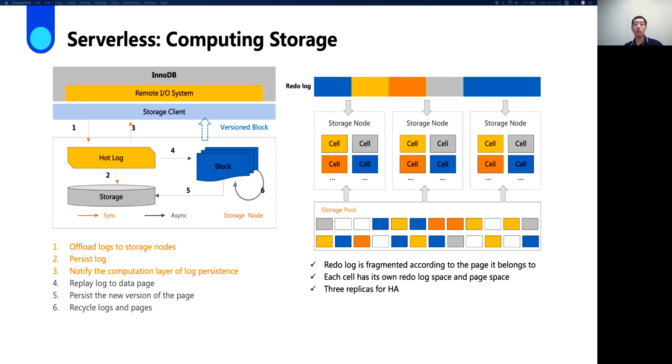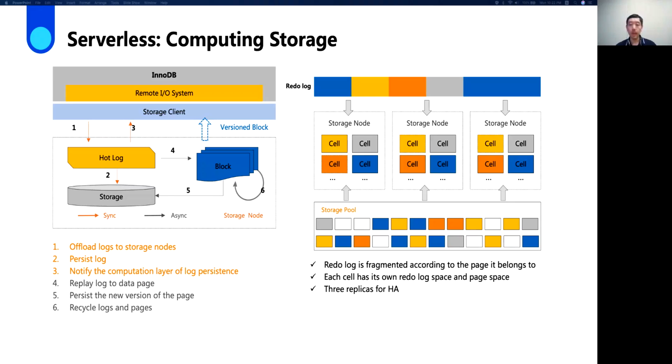We also maintain multiple versions of data page, just in case we need to read the old data. The old version of pages and logs can be recycled whenever it's required. For example, when the storage space is almost exhausted, the recycling operation will be triggered automatically. Each cell replays the redo log to change the data page and also persists the new version to the disk. This operation can be performed in parallel across different cells.